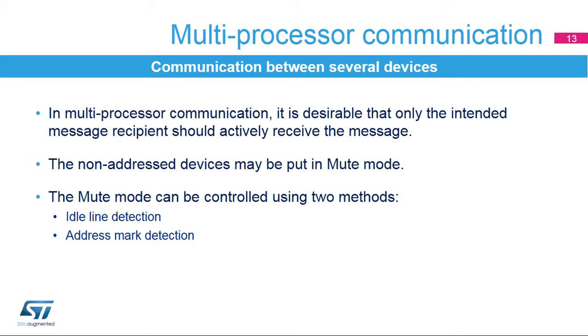To simplify communication between multiple processors, the LPUART supports a special multiprocessor mode. In multiprocessor communication, it is desirable that only the intended message recipient should actively receive the message. The non-addressed devices may be put in mute mode using two methods, idle line or address mark. The LPUART can enter or exit from mute mode using one of two methods, idle line detection or address mark detection.